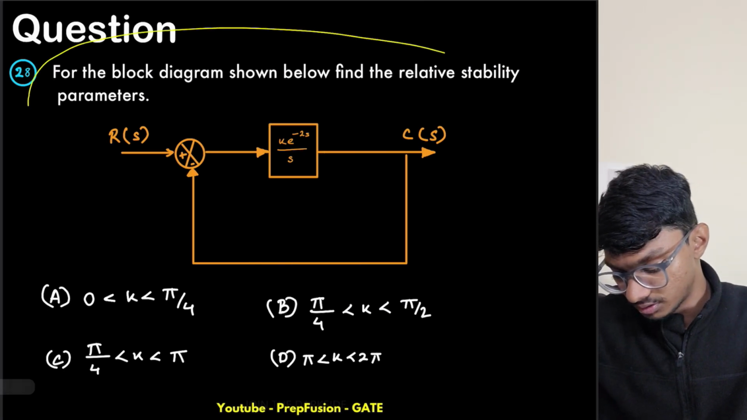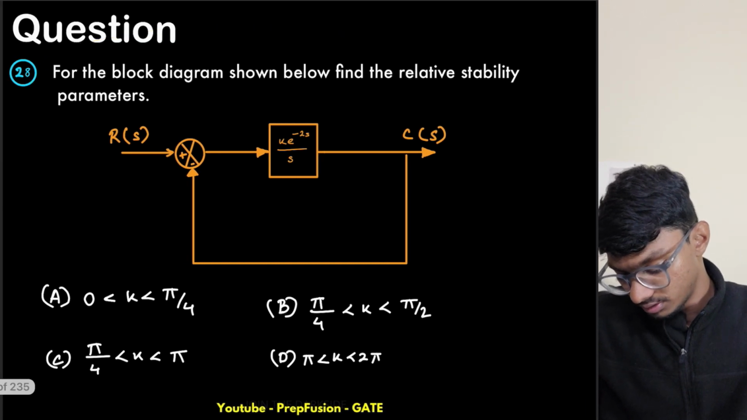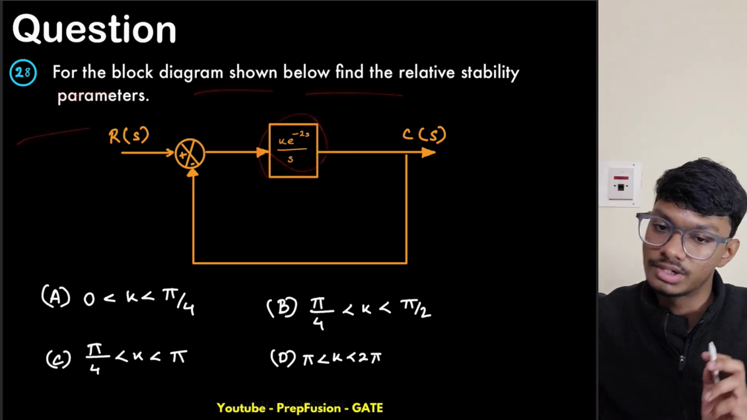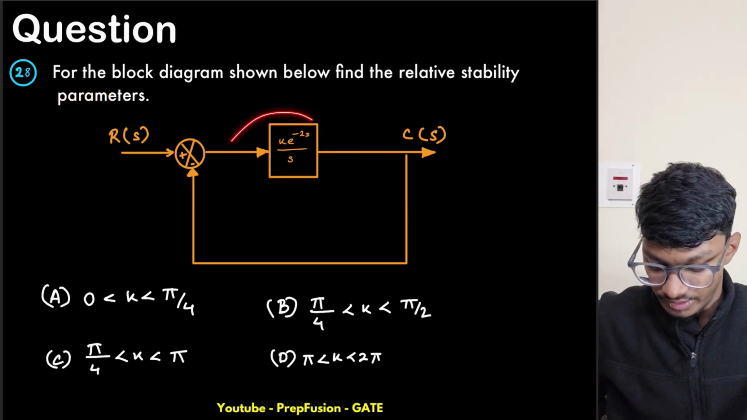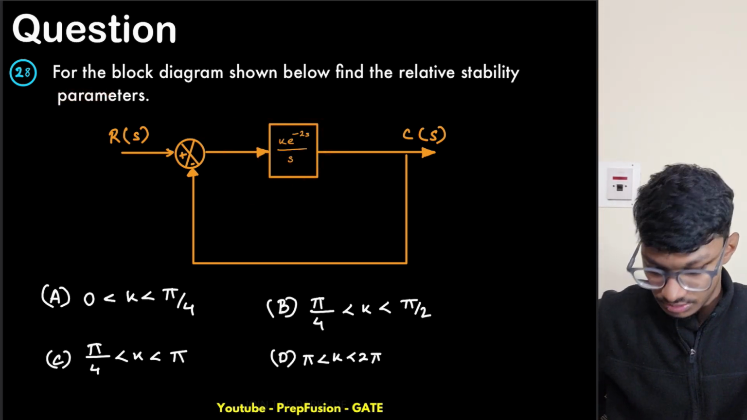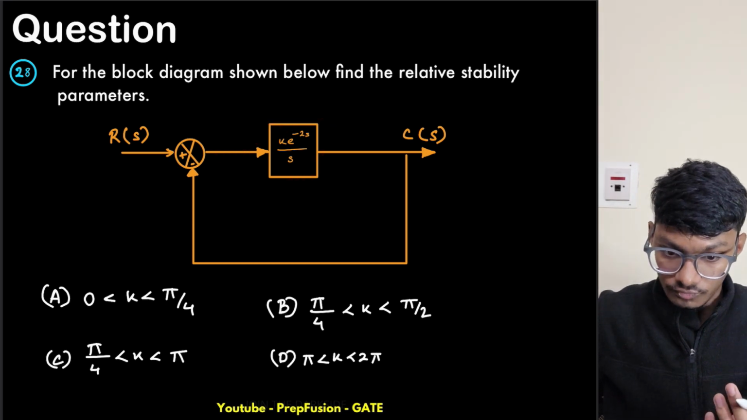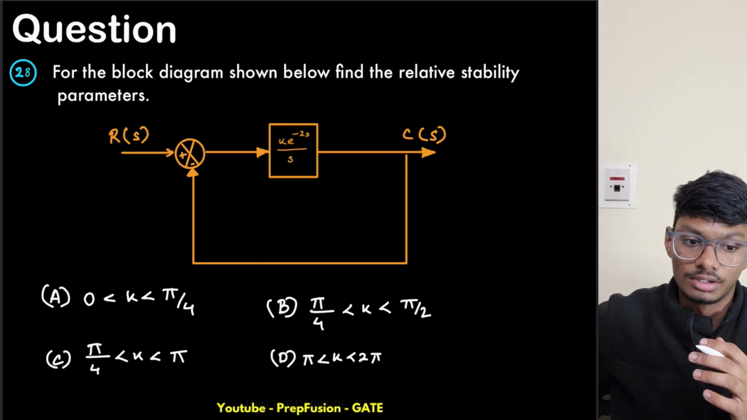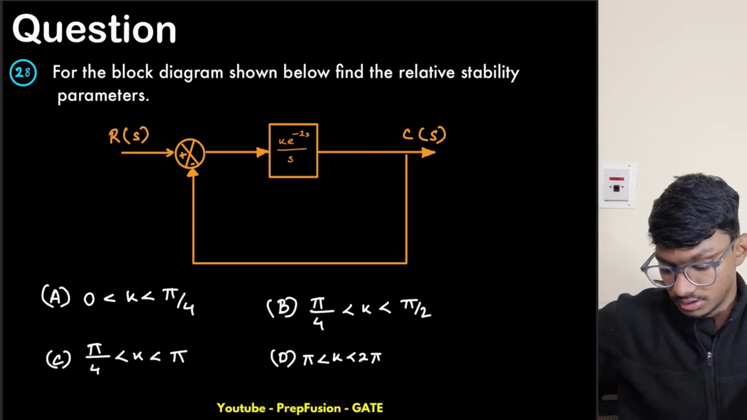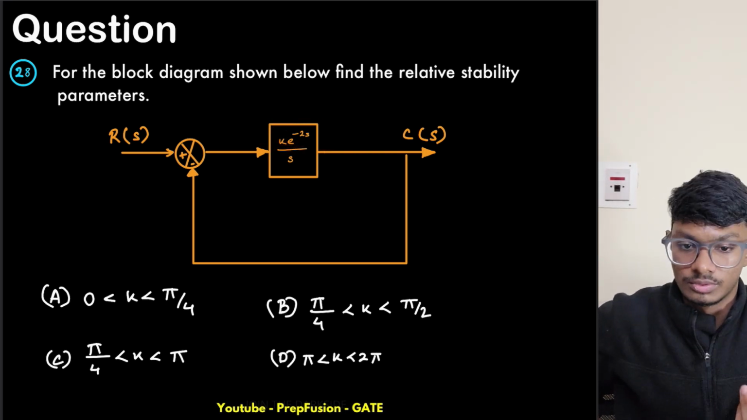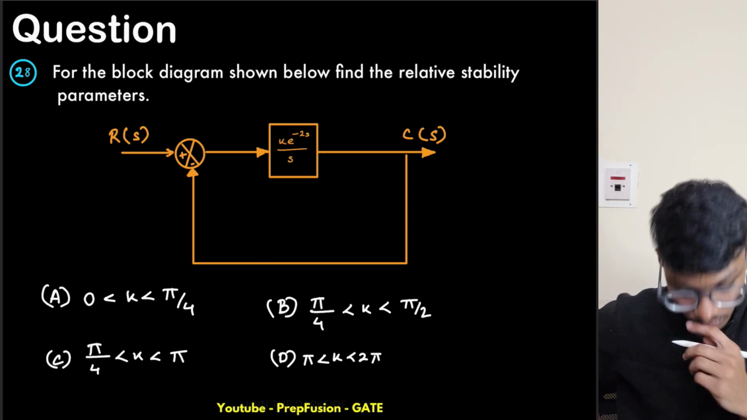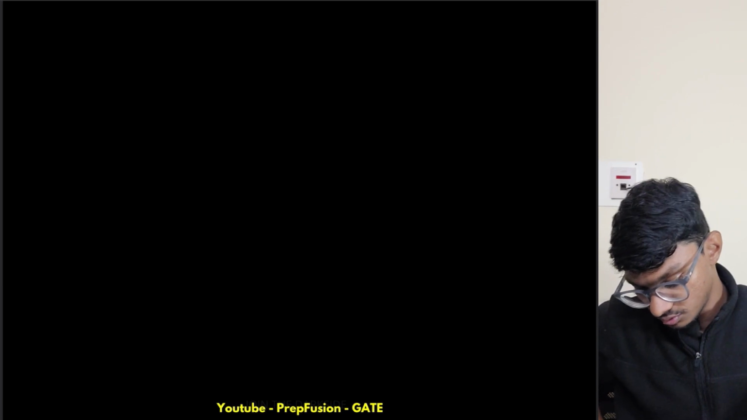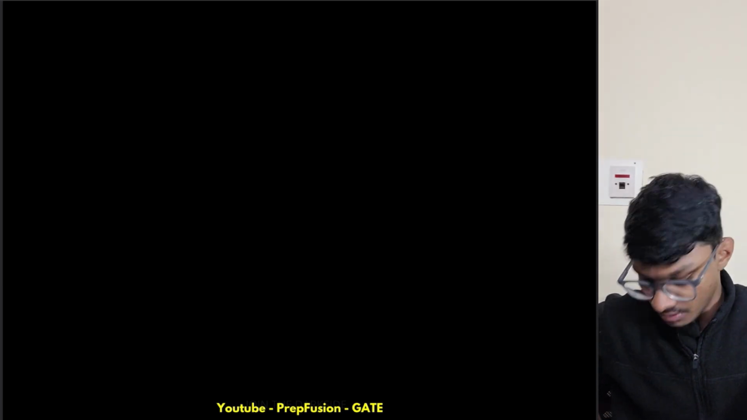Now let's solve this question. We have a time delay here also. For the block diagram shown below, find the relative stability parameters. So you have to find the relative stability parameters with this. What should you do? Do you just simply approximate the exponential? Should you do that? Let's do that and check if the option is matching.